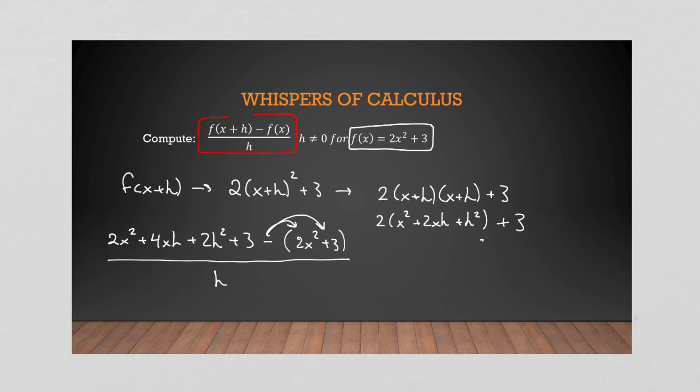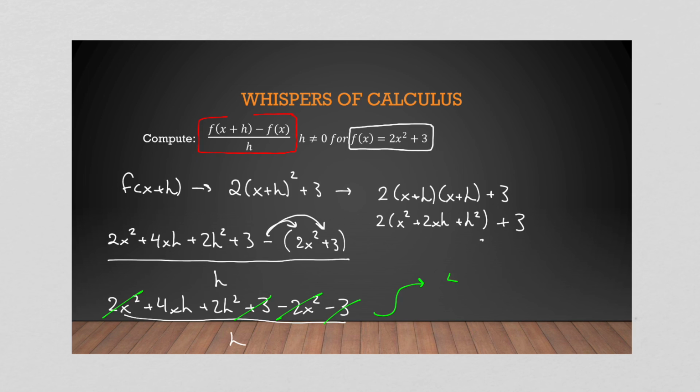So we get 2x squared plus 4xh plus 2h squared plus 3, but now minus 2x squared minus 3, all over h. And now that cancels with that, cancels with that. We are left with 4xh plus 2h squared over h. And now since we have h as a common factor, we can cancel h. We can cancel one of those. We can cancel the bottom. We're left with 4x plus 2h.